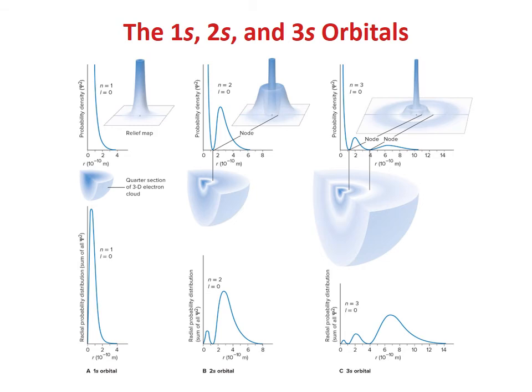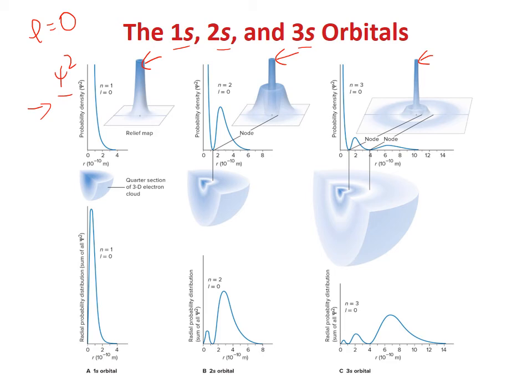Here shows the shape of the wave function when L equals 0, which include 1s orbital, 2s orbital, and 3s orbitals. And this is a plot of psi squared as a function of distance, or the probability density as a function of distance. And you can see that all these wave functions or orbitals, the closer to the nucleus, the higher the probability density.